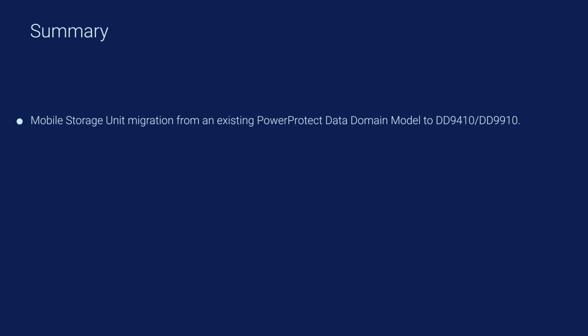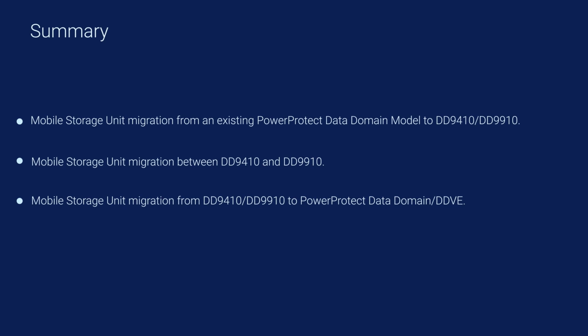And that concludes our video, wherein we have learned how we can successfully migrate our mobile storage unit from any existing PowerProtect Data Domain model to our new platform of PowerProtect Data Domain models, that is DD9410 or DD9910. We can also seamlessly migrate our mobile storage unit between the new platform PowerProtect Data Domain models, that is DD9410 and DD9910. We can also migrate our mobile storage unit without any disruption from the new platforms of PowerProtect Data Domain DD9410 or DD9910 to any PowerProtect Data Domain model or its virtual edition.